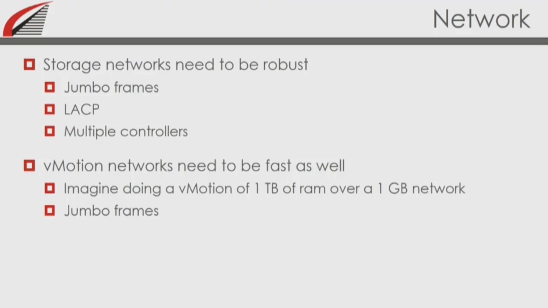So again, as I mentioned earlier, vMotion needs to be fast as well, and how fast and how robust. Jumbo frames do matter. It does make a performance improvement. It doesn't make it go faster, actually. It just has less overhead, so more data will transmit over the same period of time.